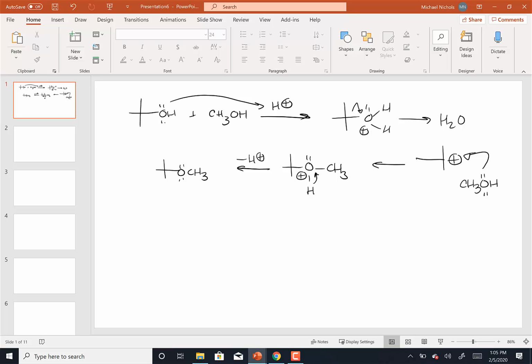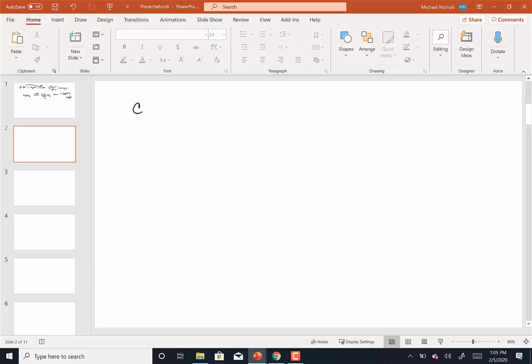So now, case two. What happens if they're both primary, and there is no ability to form a carbocation? What happens then? So let's say we change the reactants and we have two ethanol molecules that are going to react together with, again, an acid catalyst, and we're going to make an ether out of that. How does the mechanism change? I can't form a carbocation. So what's the first step going to be in this mechanism?